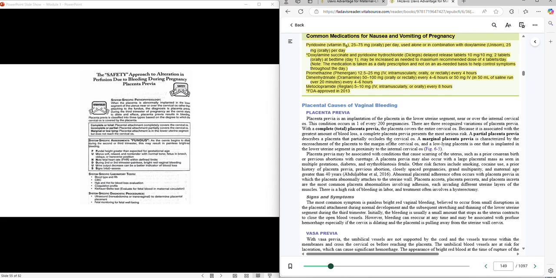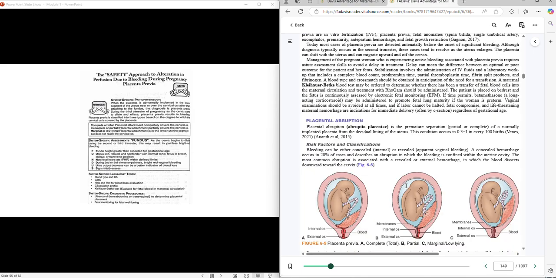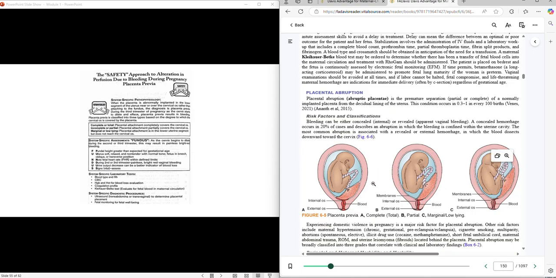Placental causes of vaginal bleeding. Did I say this was a wink and lollipop? Remember, you need to know this box, okay? All right, so let's talk about placenta previas. This is on page 149. Placenta previa happens in 1 in every 200 pregnancies. You have pictures in your book, so let's look at these. Placenta previa is where the placenta attaches to the uterine wall anywhere other than where it should be, okay?